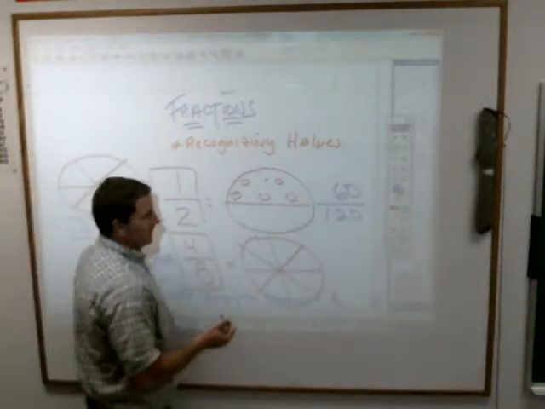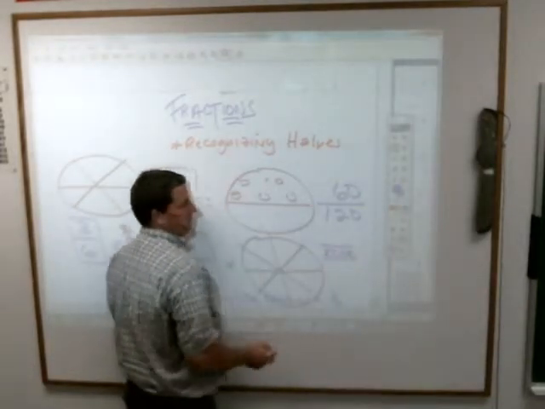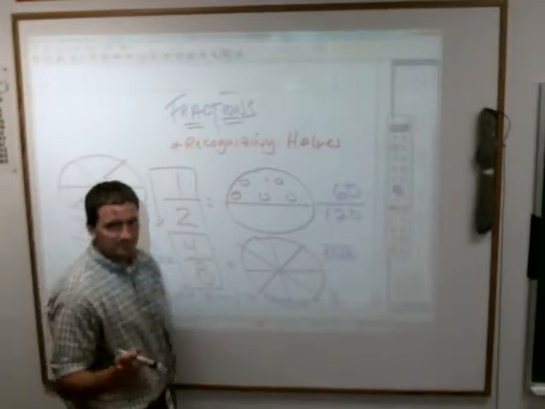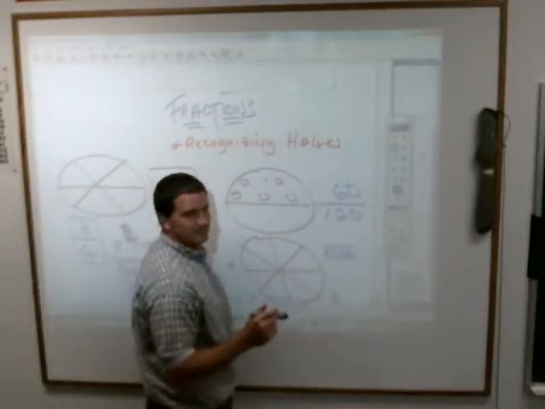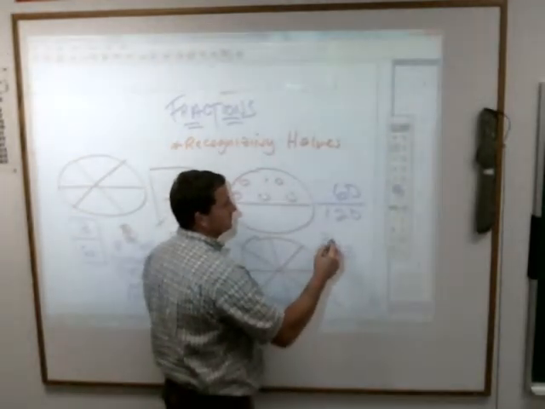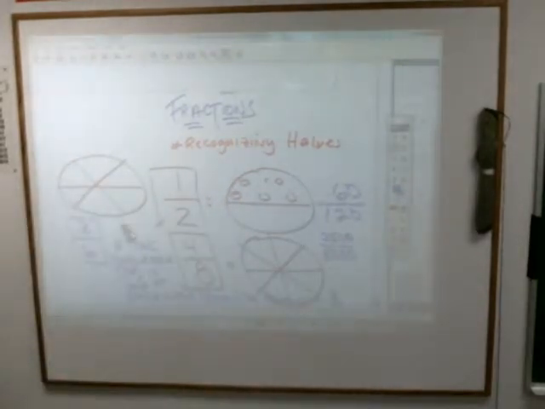Or if your pizza had 5,000 pieces in it, and you ate half of it, how many would you have to eat? Wayne? It's a tougher one. 3,500. No, 2,500. 2,500, good. 2,500 over 5,000 is the same as the half.